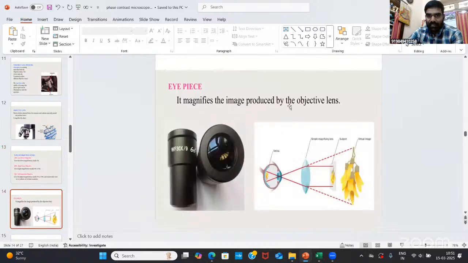Eyepiece. It magnifies the image produced by the objective lens. The image produced by the objective lens is magnified using this eyepiece. If you see, this one is actually a virtual image. This is the subject, and this is the retina. From there, a simple magnifying lens is used. Actually this is the subject, but we can see a virtual image like this.